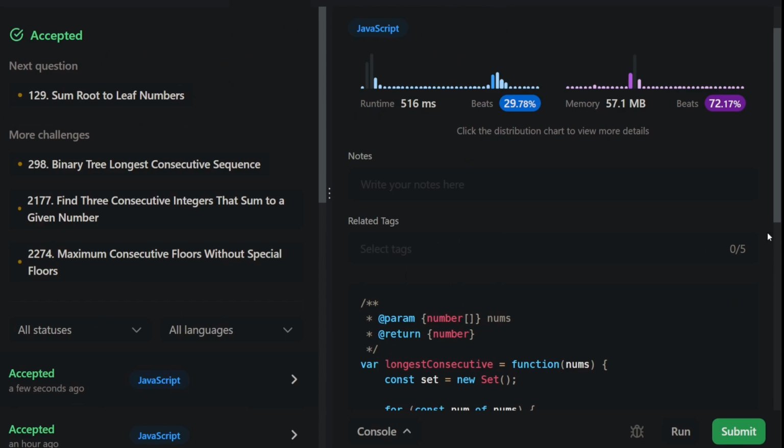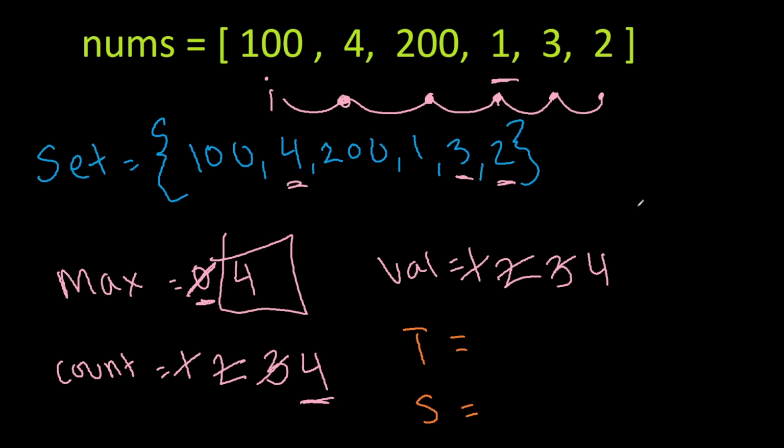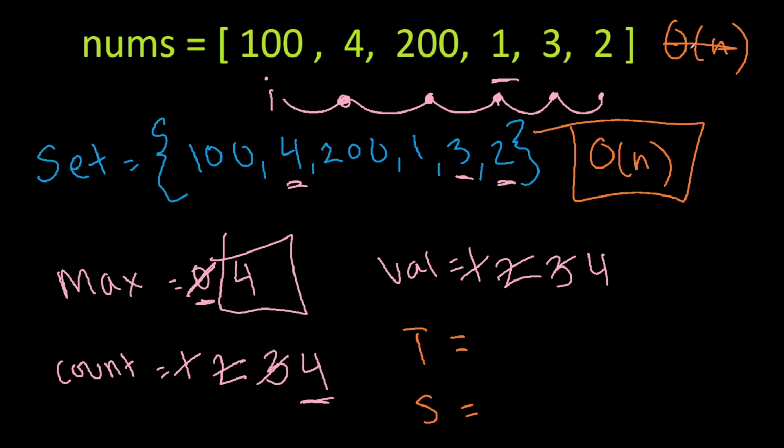That's a way to go about it. So let's talk about time and space complexity. We've created our set, which is O(n) time. And then after that, we've iterated through the original input, which is also O(n) time. But because these loops are happening separately, the overall time complexity will be O(n). In terms of space, we're creating the set. So for space, it'll also be O(n).